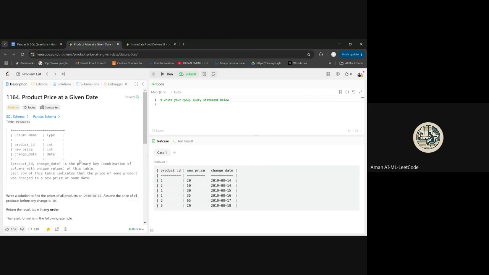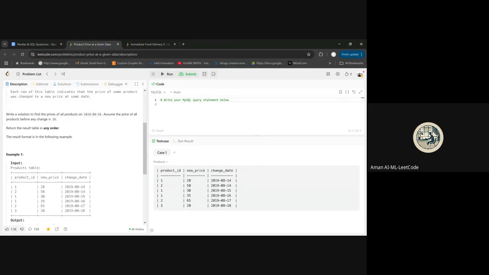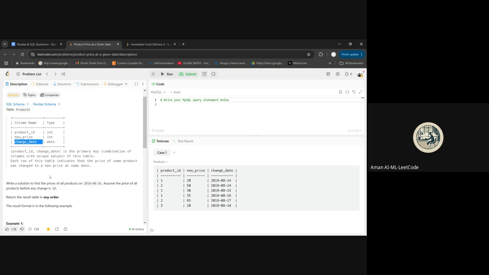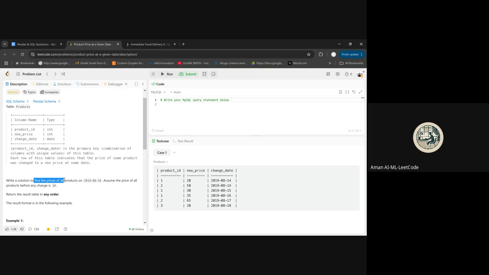प्रोडक्ट प्राइस एट अ गिवन डेट. सो एक टेबल दिया हुआ है हमारे पास प्रोडक्ट्स का, और इस प्रोडक्ट्स के टेबल में एक नया प्राइस है, और कब वो प्राइस चेंज हुआ उसकी इंफॉर्मेशन दी है। ओके, फाइंड प्राइसेस ऑफ ऑल द प्रोडक्ट्स ऑन, ओके, यहाँ पर एक डेट दिया है, इस डेट को प्राइस क्या रहेगी?